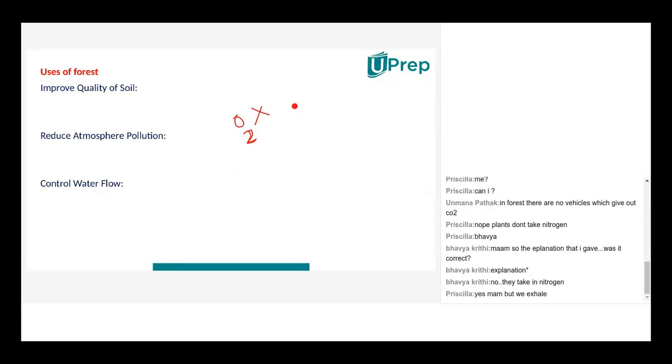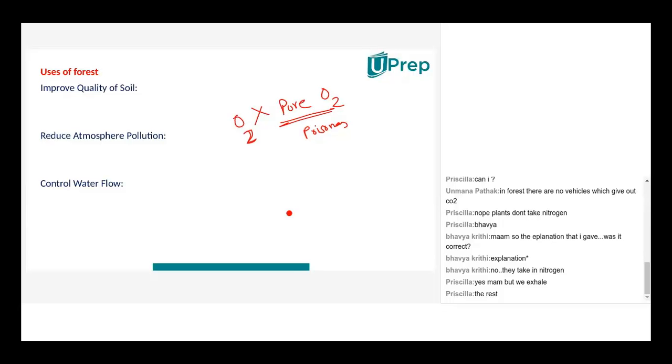But actually this doesn't happen. And anyways, if any human being takes pure oxygen, it is poisonous. It is harmful. Pure oxygen is harmful. See, the density of oxygen is too high. The lungs of our body do not have the capacity to soak in or absorb pure oxygen of high concentration.